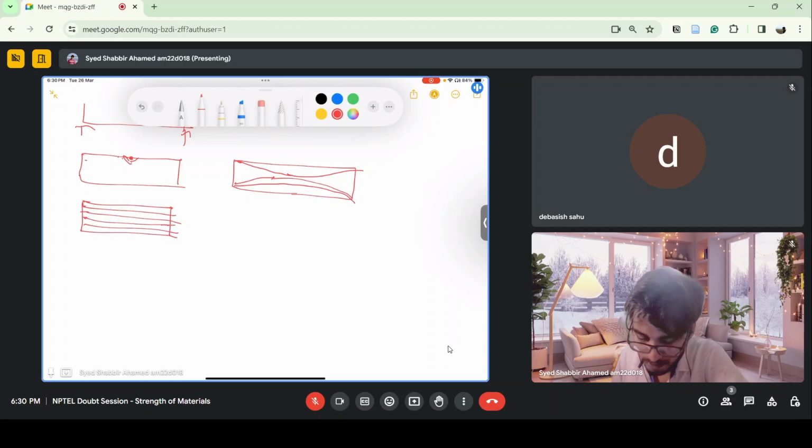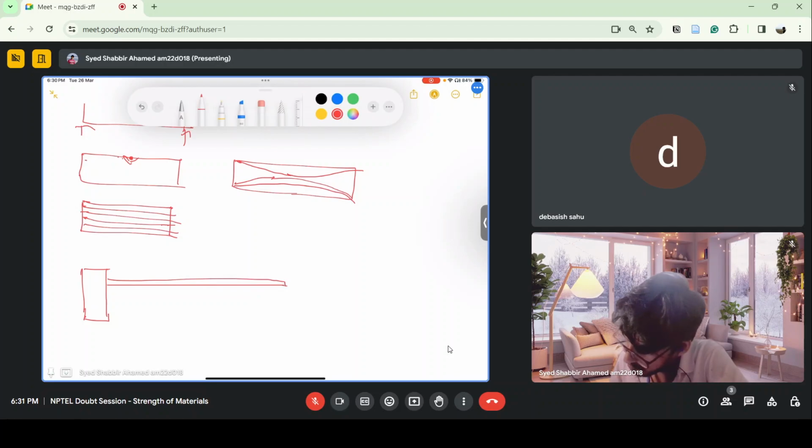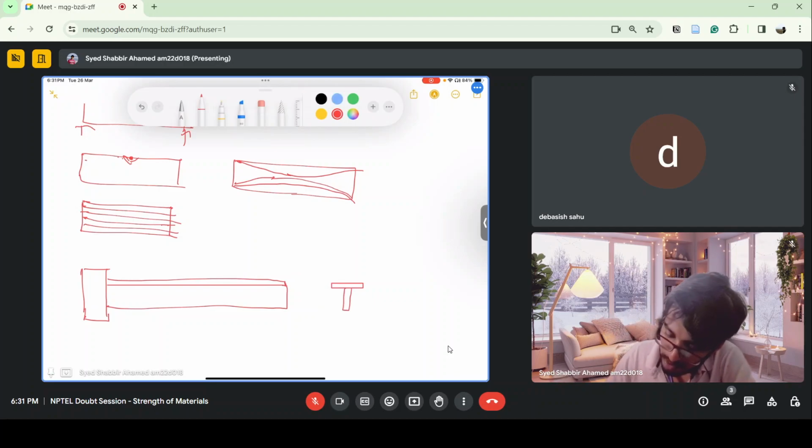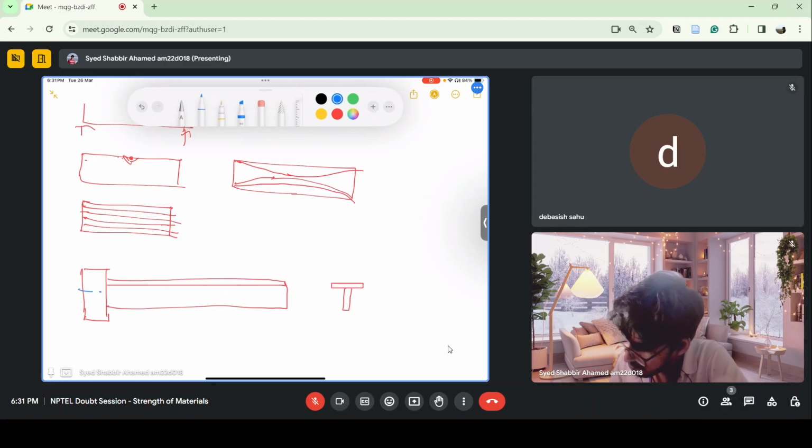So if I have a beam with a T section like this, this is what the section looks like. The neutral surface is at some depth.